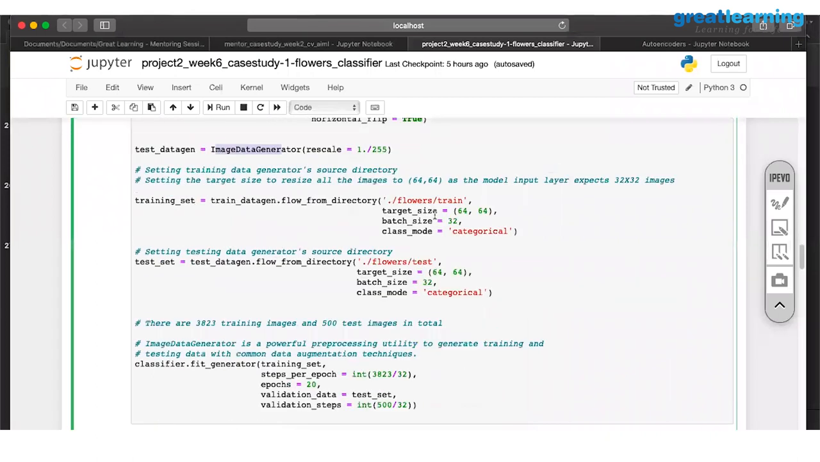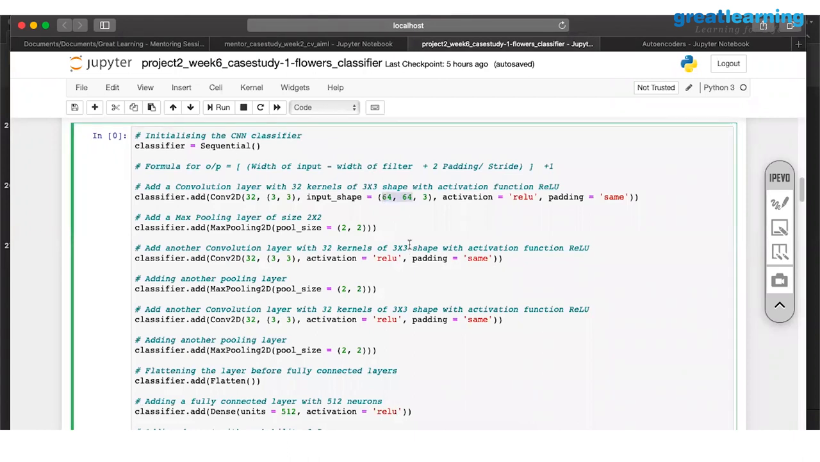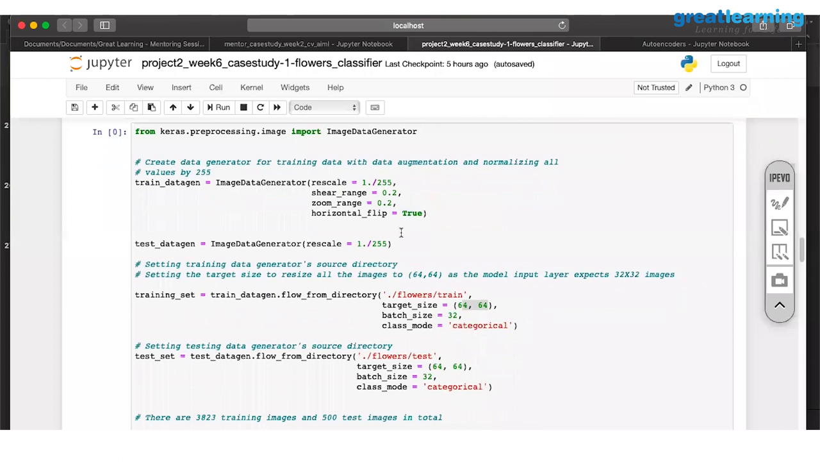Okay. Next thing, you call your test data from the directory and you say clip it to this size. Select one size. Why 64? Because you have designed a CNN whose input is 64, 64, 3. 3 is the number of channels. Okay, so match it up.